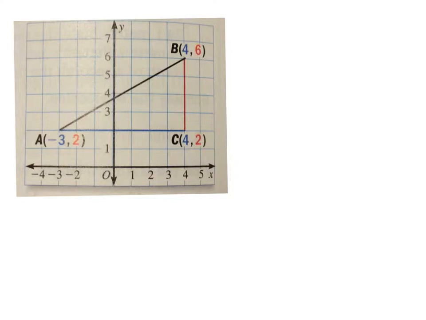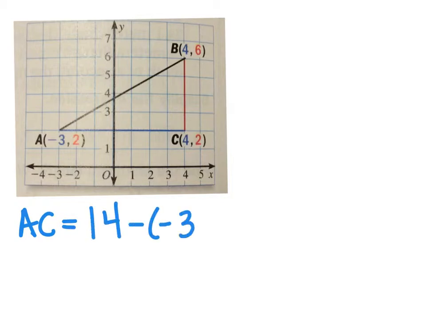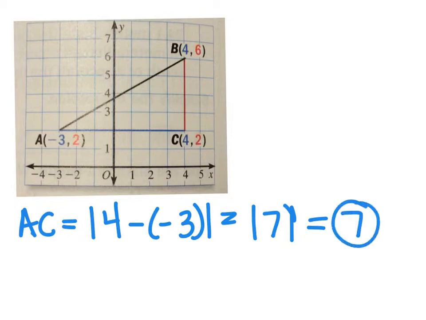Let's begin our discussion of the distance formula by taking a look at this graph of a right triangle. If we wanted to find the distance between points A and C, that's a fairly simple calculation. The distance between point A and C is simply the absolute value of the difference of the x-coordinates. So we would calculate that by simply finding the absolute value of the difference between the two x-coordinates, which would give us a length of 7.